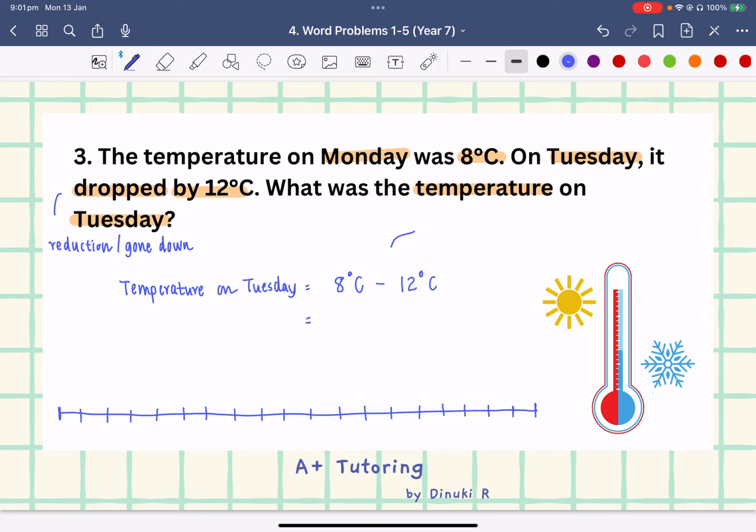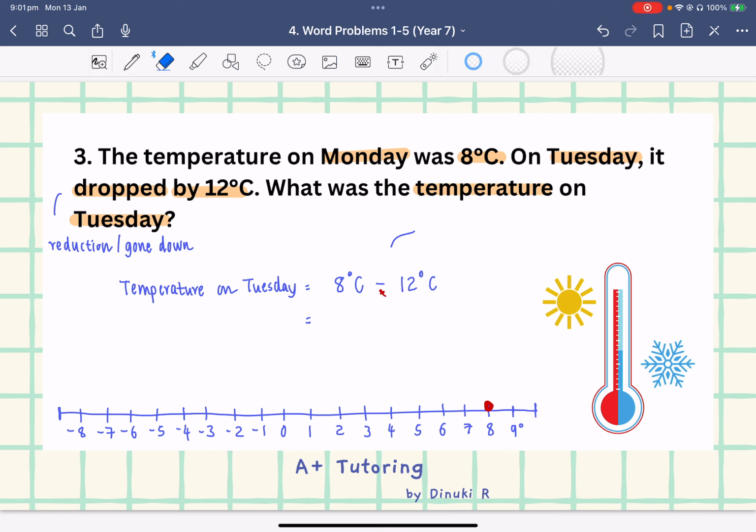Okay, let's say we start with 9 degrees Celsius, 8, 7, 6, 5, 4, 3, 2, 1, 0, negative 1, negative 2, negative 3, negative 4, negative 5, negative 6, negative 7, negative 8, right? Which number are we starting on? We're starting on the 8 degrees Celsius, so we're starting here. And it's a takeaway, right? Because it's takeaway, we need to go backwards to the left-hand side.